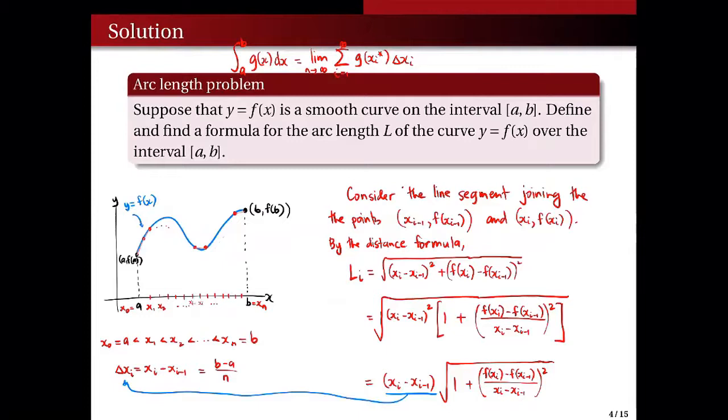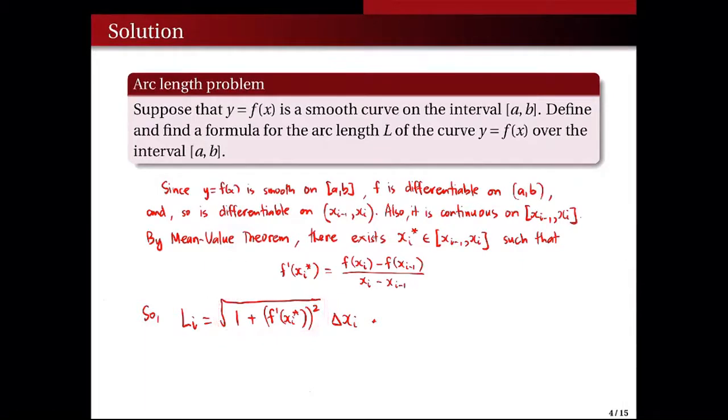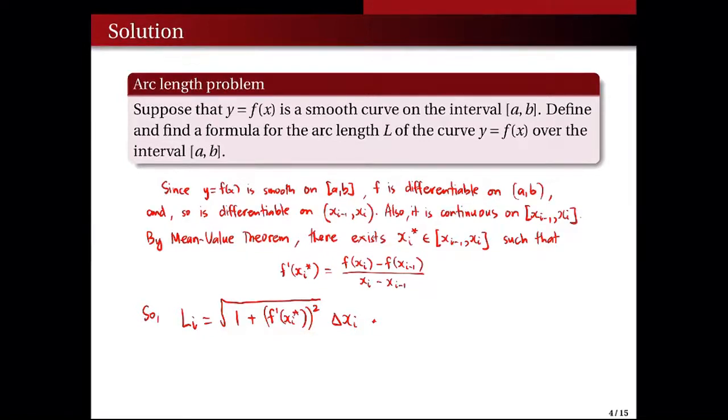Now look, this guy here is just in terms of x sub i star. There are no other variables. And since our function is smooth, like I said, the derivative is also continuous. If we get the Riemann sum with these L sub i's, we can convert it easily to a definite integral.